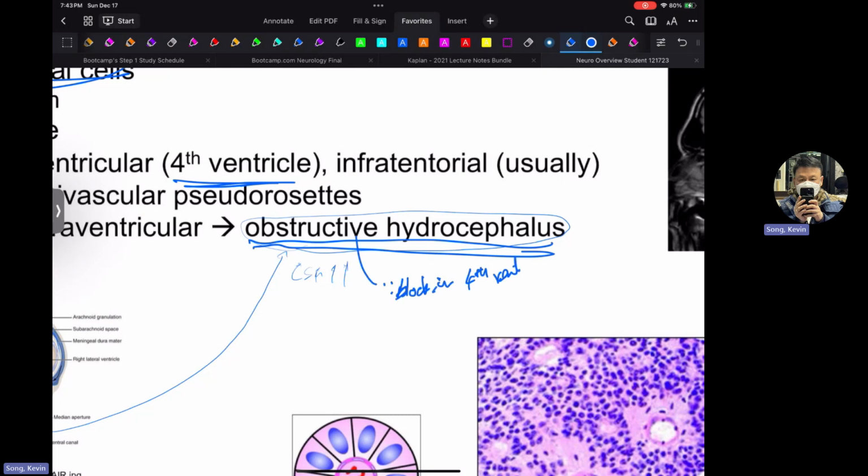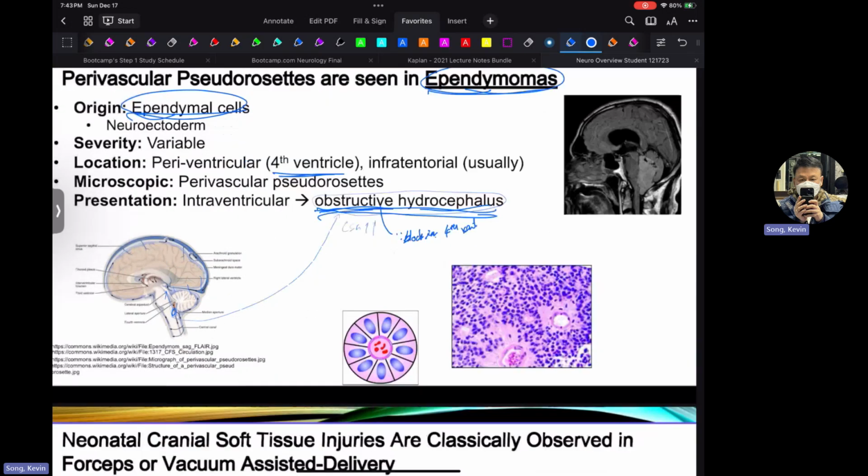Okay, this is what you need to know. Obstructive hydrocephalus. They will ask you whether the hydrocephalus is obstructive or non-obstructive. Obstructive means block. Non-obstructive means no drain. That's the non-obstructive hydrocephalus, which means that there's no drain.